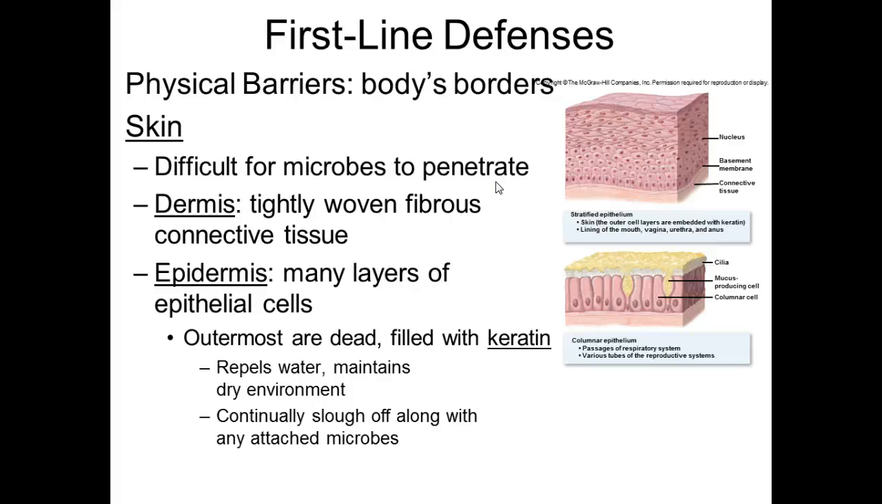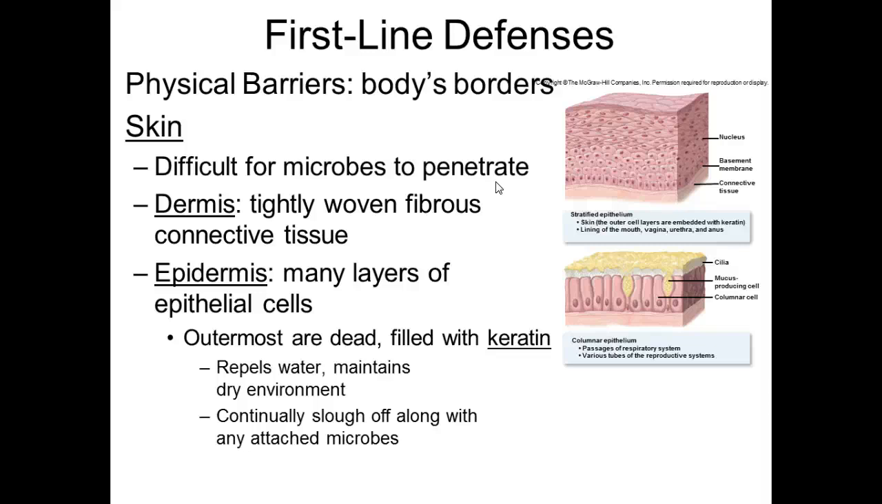The epidermis is many layers of epithelial cells. The very outer layer of our skin is actually dead, right? These cells are being keratinized. This is a protein, and this helps make our skin mostly water resistant, repel water. And it also maintains a relatively dry environment. And as you know, all organisms need a certain level of moisture in order to grow, right? So by not having too much moisture available, it helps prevent growth.